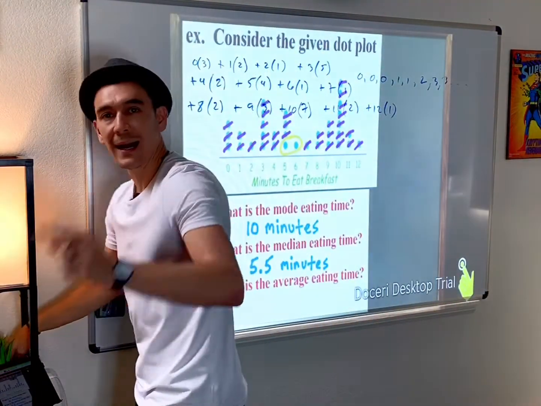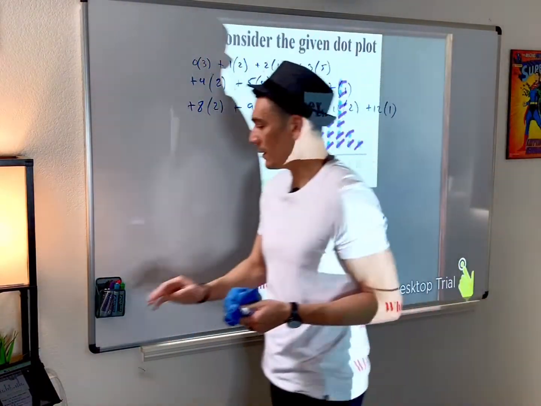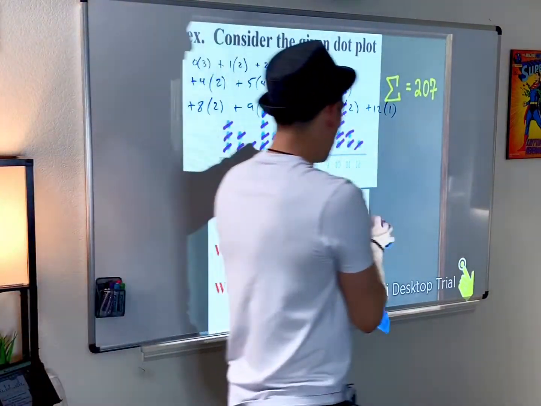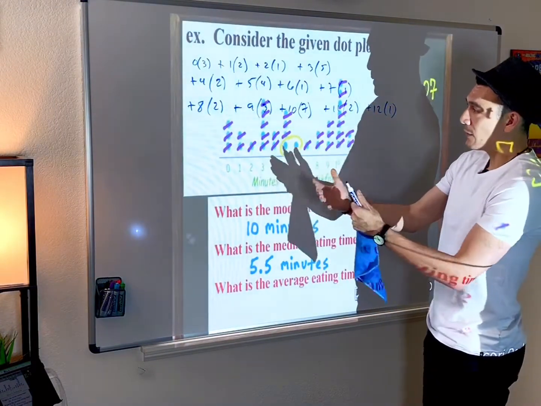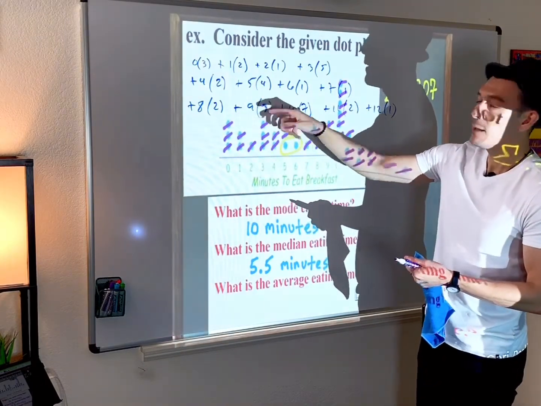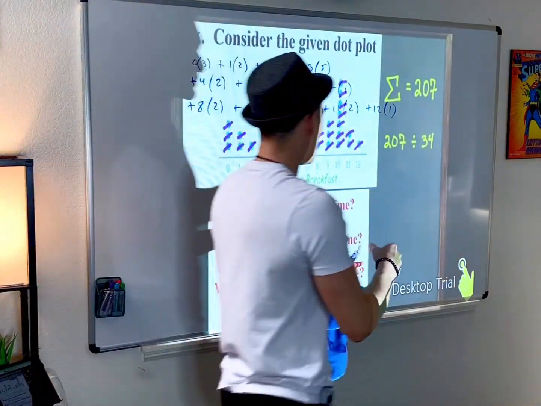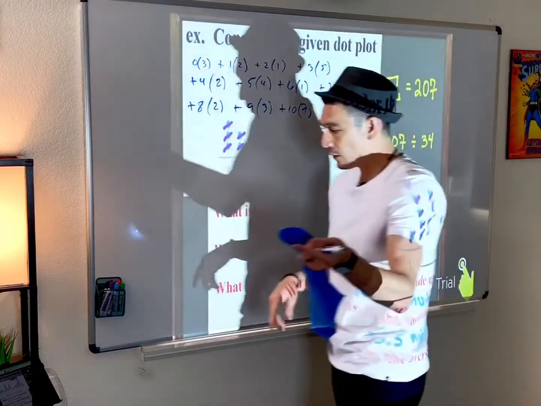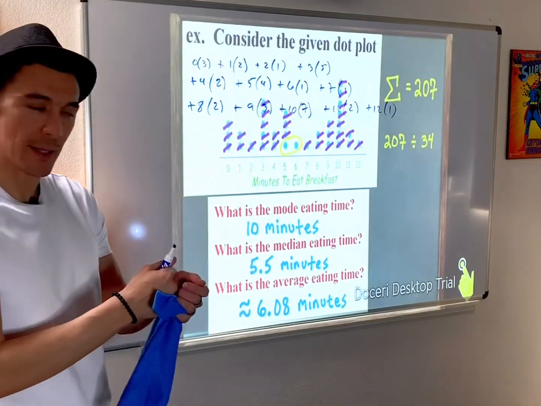So if you take out your Casio calculator, and if you add them all up, the sum is 207. And then of course you have to take this and divide by the number of people in this survey. So count the dots. 1, 2, 3, 4, 5, 6, 7, 8, 9, 10. Count up all the dots. It turns out that there are 34 dots, 34 people. So take 207 and divide it by 34, and that gives you an average of about 6.08 minutes, okay?